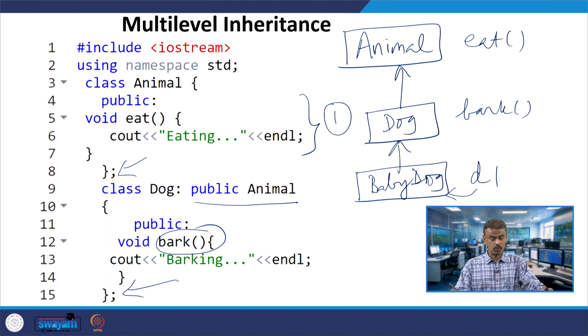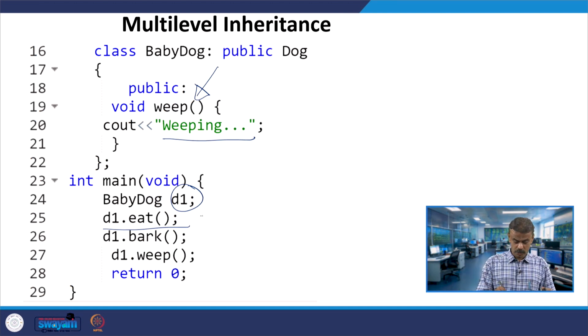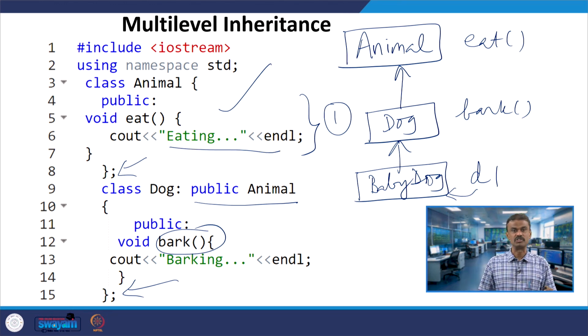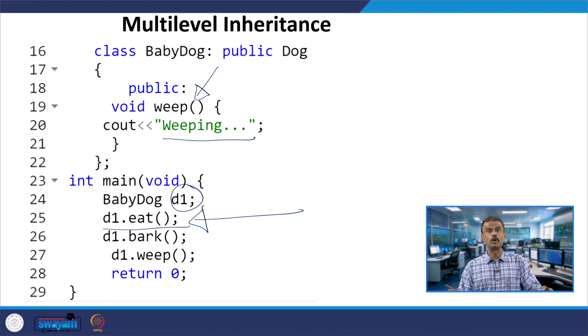Now, when D1 is invoking the eat function, this will be called and "eating" will be printed. So this will be my first output statement. I can write it with another ink. And then if you look, D1 is invoking bark.